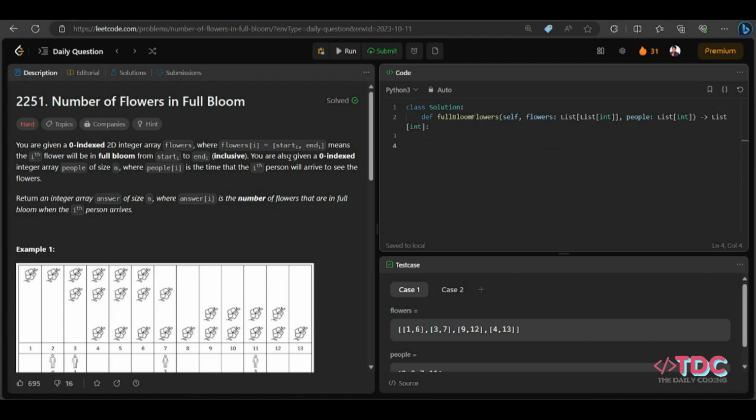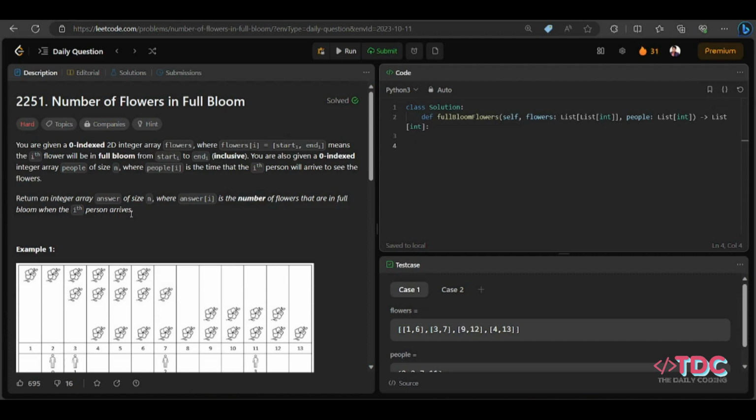You are also given a zero-indexed integer array people of size n, where people[i] is the time that the ith person will arrive to see the flowers. Return an integer array answer of size n, where answer[i] is the number of flowers that are in full bloom when the ith person arrives. Like if a flower blooms from 7 a.m. to 10 a.m. and a person comes at 8 a.m., he can see a flower in bloom, right? So we will return one, like he can see one flower in bloom, just like that.